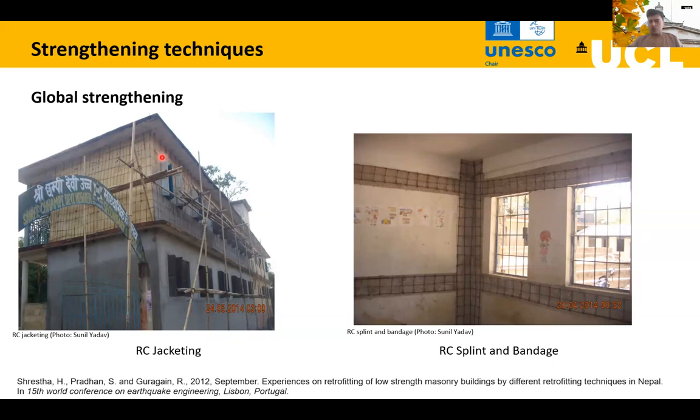So this is complete RC jacketing. While here there is an effort to save the cost and material, as you can see. This is low density RC jacketing, where we have strips of the RC jackets, splints and bandages. These look very similar to the confined masonry, but these are only on the outer surface of the walls, and of course again on both sides. So they are connected through the masonry.